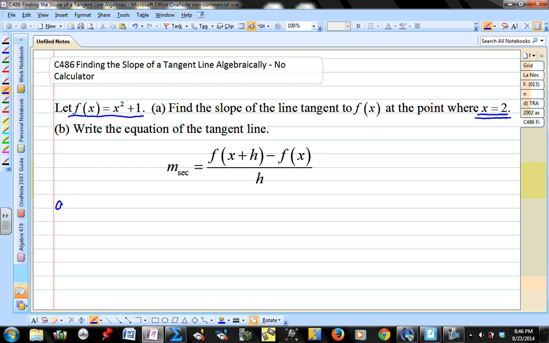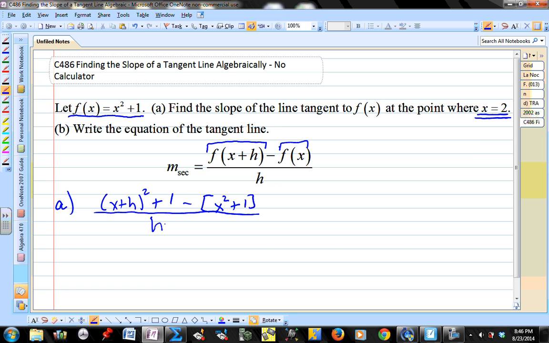And let's get started. Since f of x is x squared plus 1, we're first going to look at f of x plus h, which is going to be x plus h quantity squared plus 1. Now we're going to subtract f of x, which means we're going to subtract this quantity, x squared plus 1, and we're going to divide everything by h.